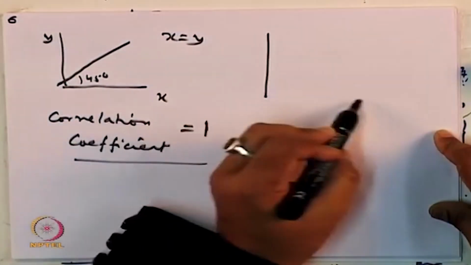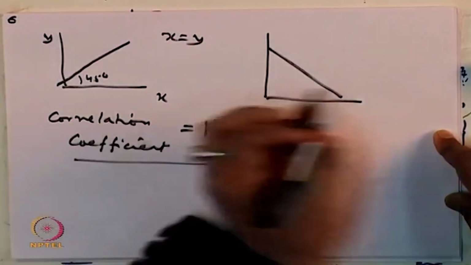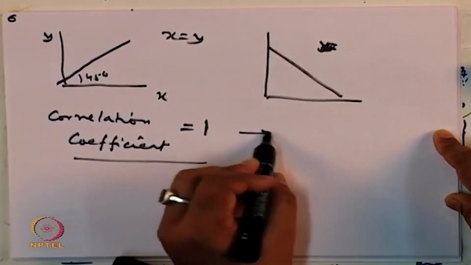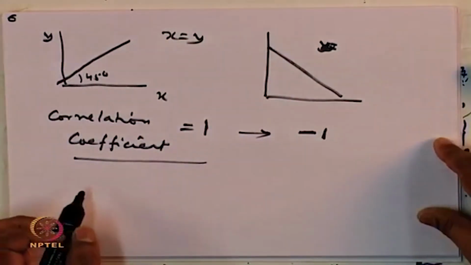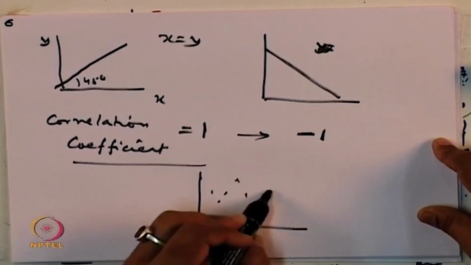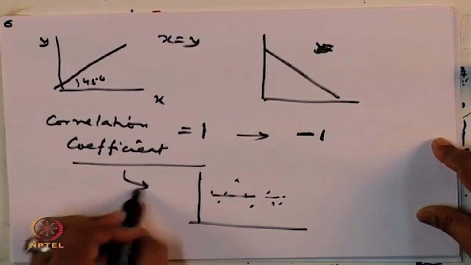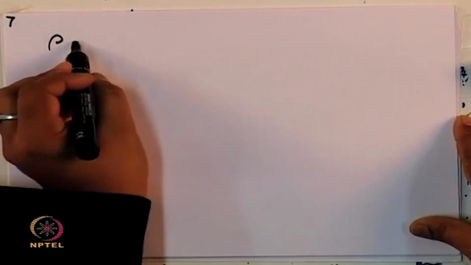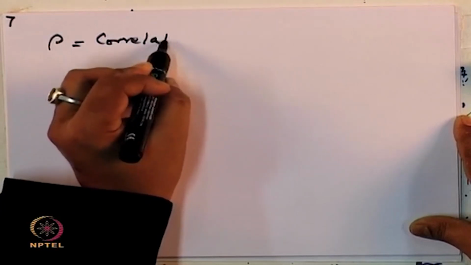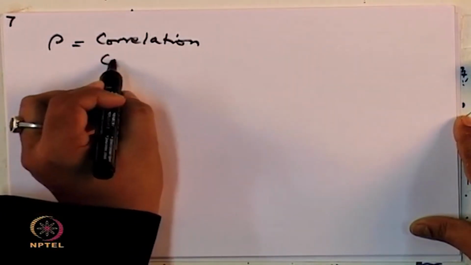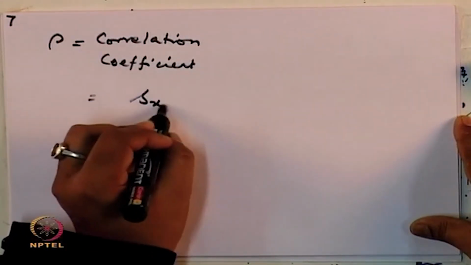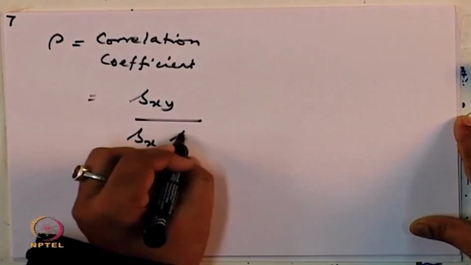On the other hand, let us say you have a complete opposite slope, and this is the case where y is equal to minus x. In this case your correlation coefficient is going to be close to a value of -1, versus when there is no correlation, when you have data like this, here your correlation coefficient will give a value of 0. Okay. Now, how do you define correlation coefficient mathematically? The mathematical definition of correlation coefficient is typically represented by rho. Correlation coefficient is nothing but defined by Sxy by Sx into Sy.